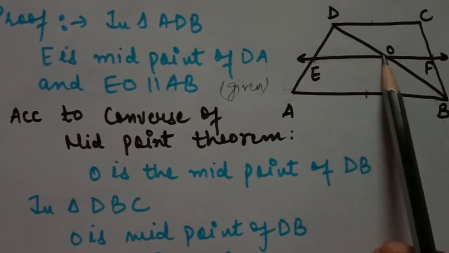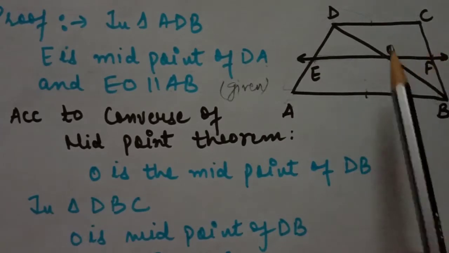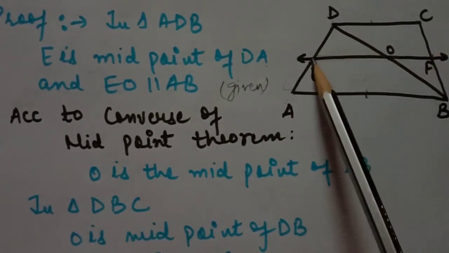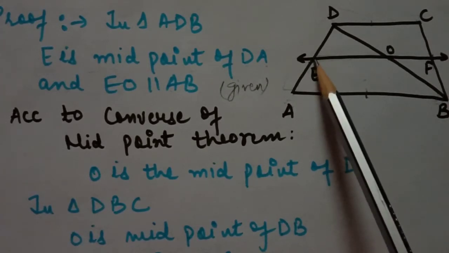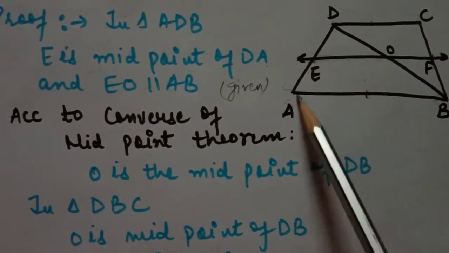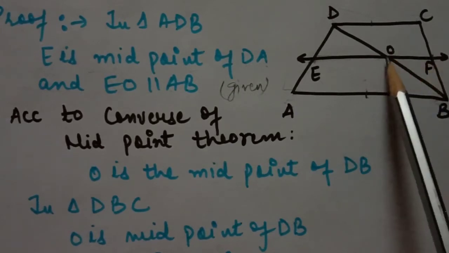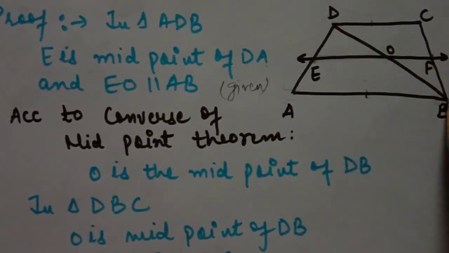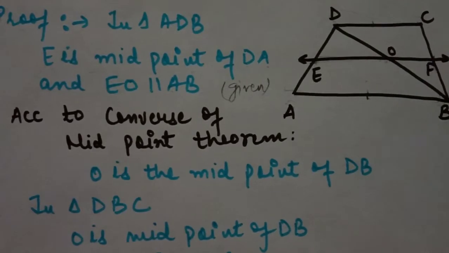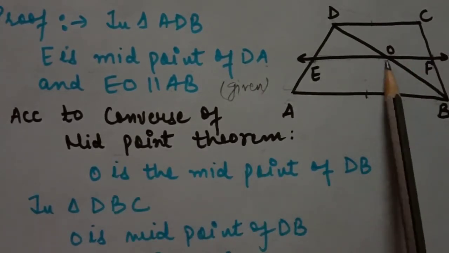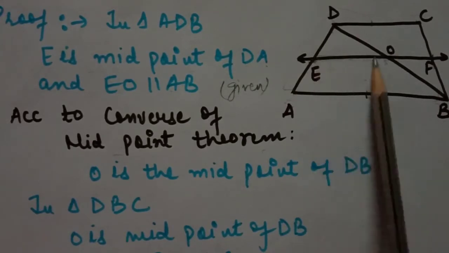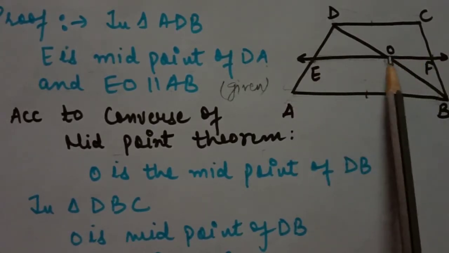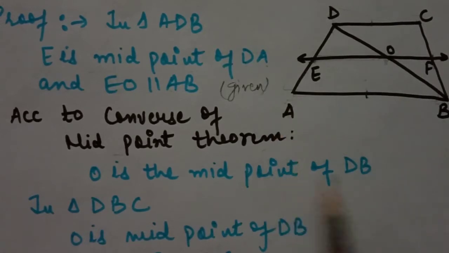According to the converse of the midpoint theorem, what was the converse of the midpoint theorem? Theorem 8.10: in a triangle, if a line is drawn through the midpoint of one side parallel to another side, then it will bisect the third side. So definitely, according to the converse of the midpoint theorem, O is the midpoint of DB, because one midpoint is given and the line is parallel, also given.